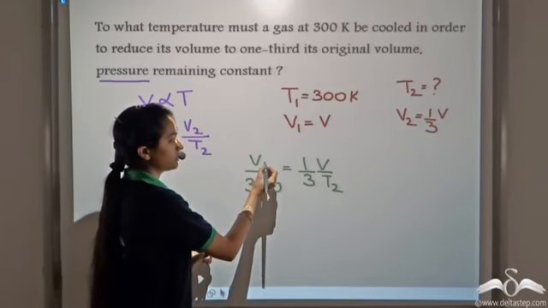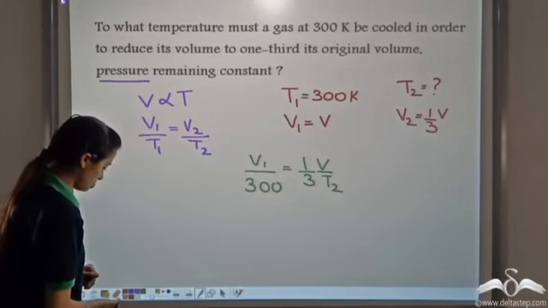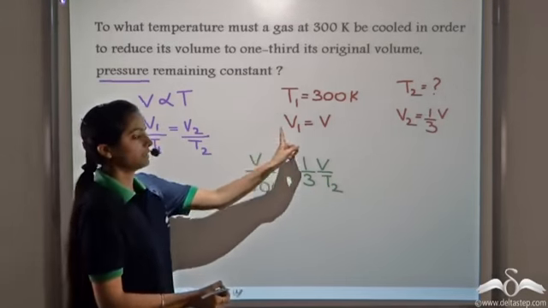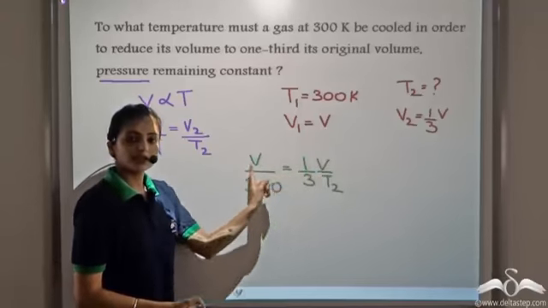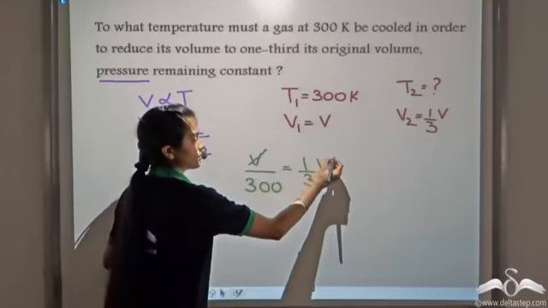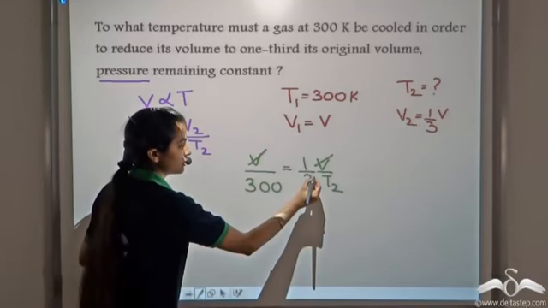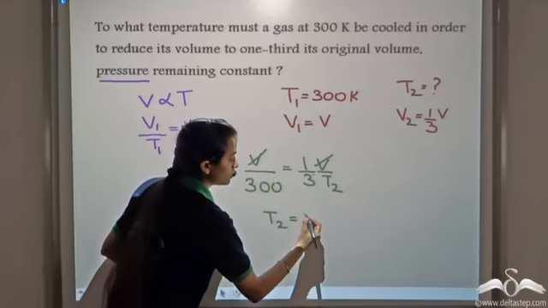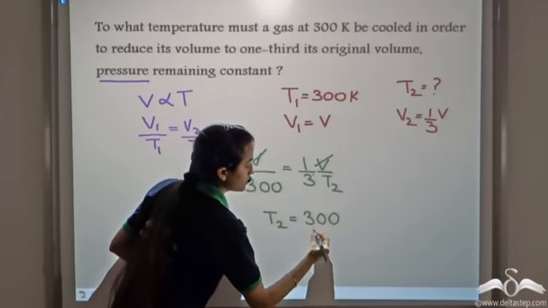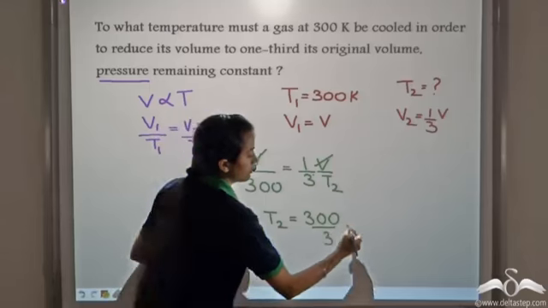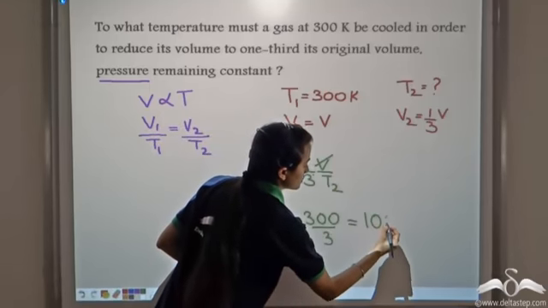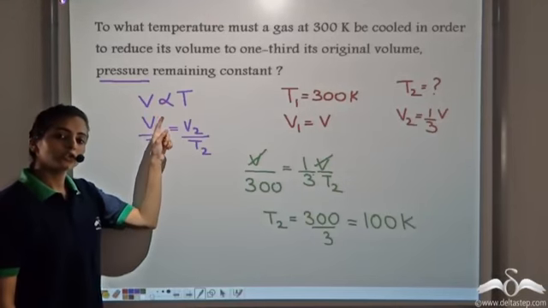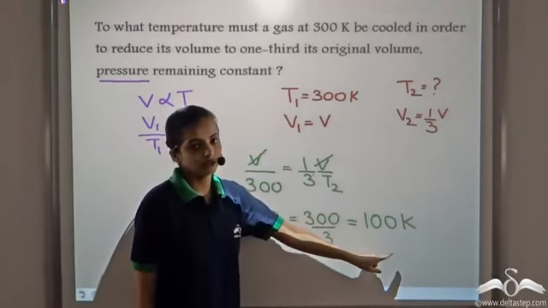V1 is V, so we can substitute this by V, as we have taken V1 is equal to V. So we can cancel this V on both the sides. What do we get? We get T2 is equal to 300 divided by 3, which is equal to 100 Kelvin. So to what temperature should it be cooled? It should be cooled to 100 Kelvin.